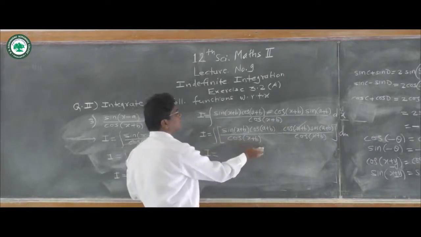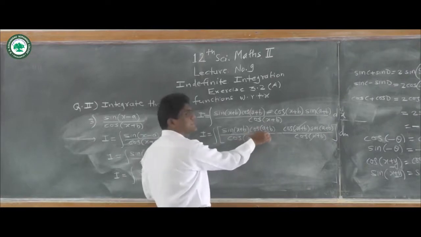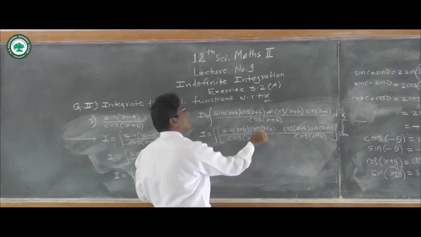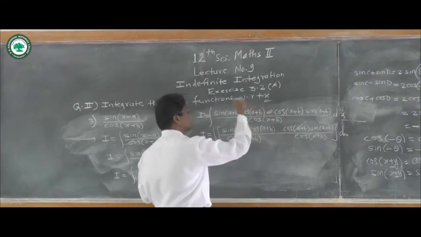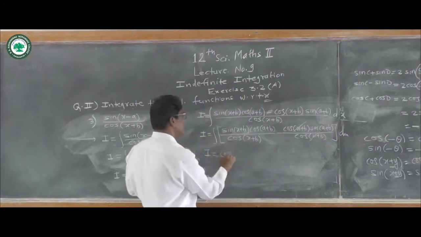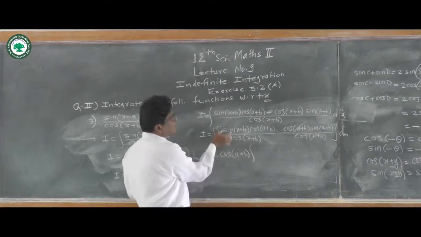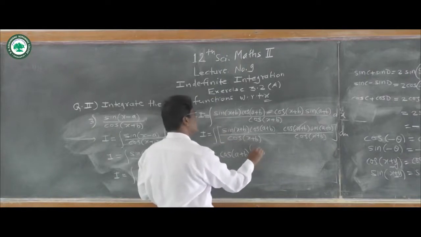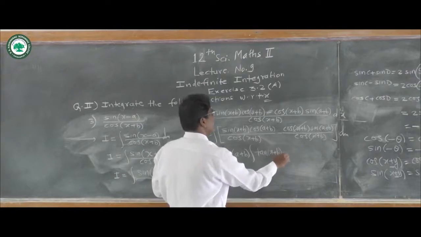Before taking the separate integration, this cos of a plus b is constant, because integration is with respect to x, and here there is no term of x, so cos of a plus b is constant. Take it outside the integral, so it is cos of a plus b into integration of sin of x plus b upon cos of x plus b. The angle is the same, so sin theta upon cos theta is equal to tan of theta, here theta is x plus b, dx.